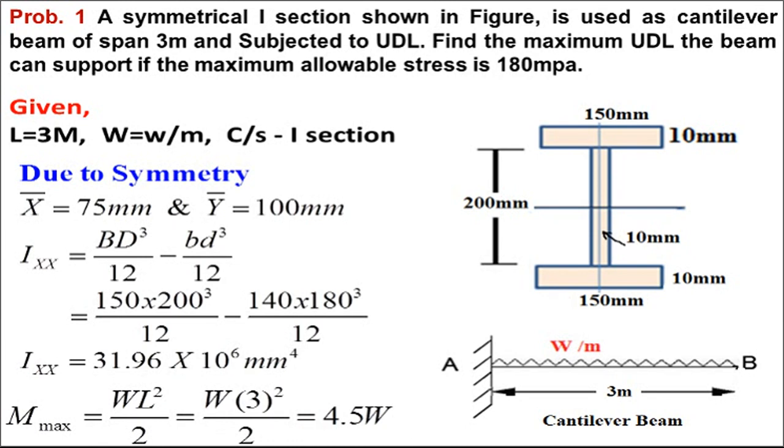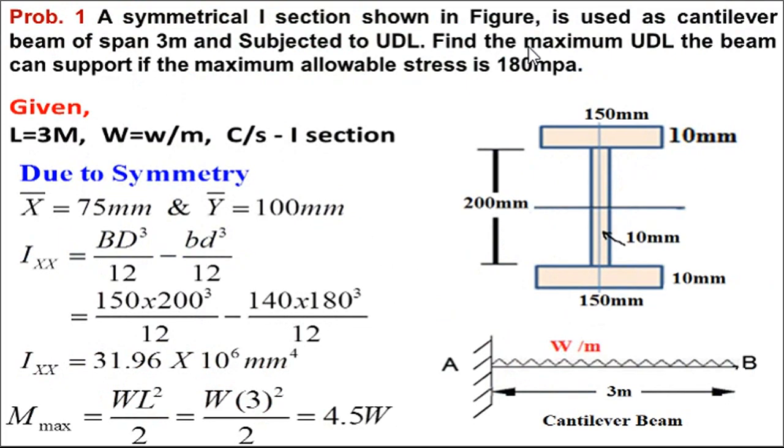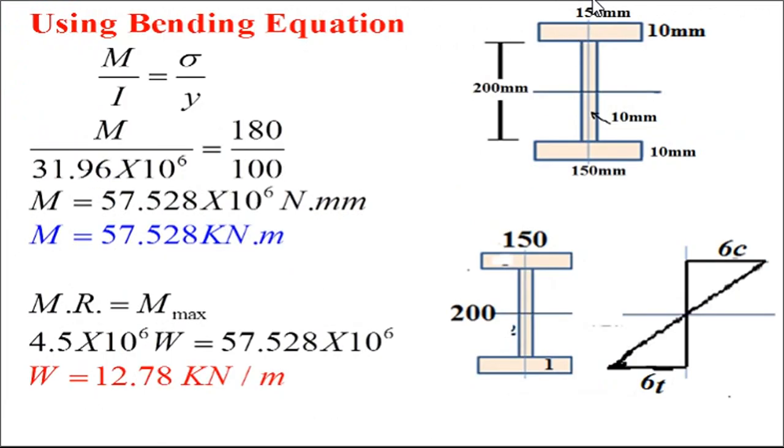That is M max. And then using the flexural equation, M upon I equal to sigma by Y. In the problem, stress sigma is given. What will be the Y? Y will be half of 200, that will be the maximum distance of the extreme fiber. 180 is the given stress, because in the problem stress is given as 180 MPa. Y will be half of the total depth.